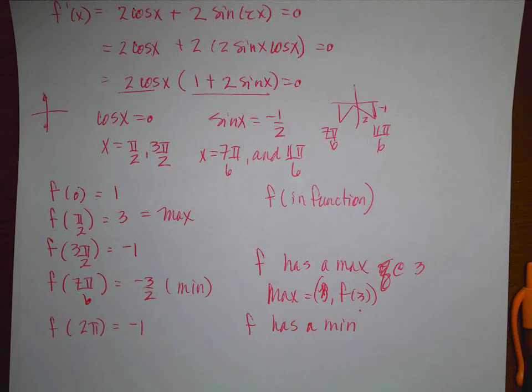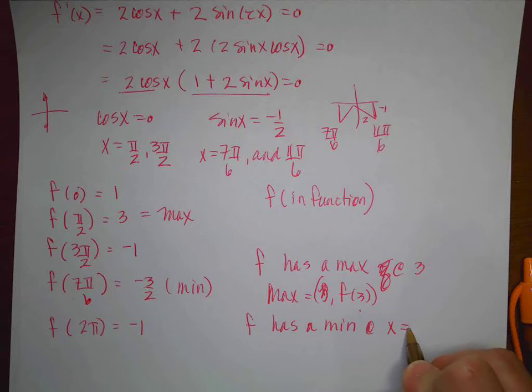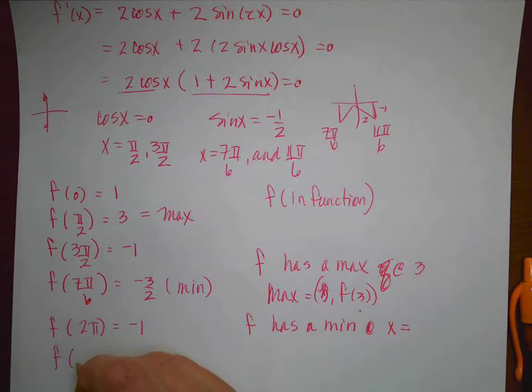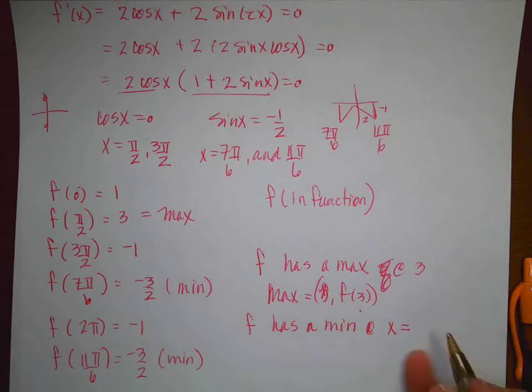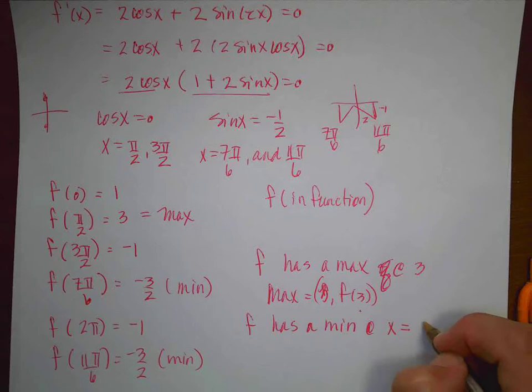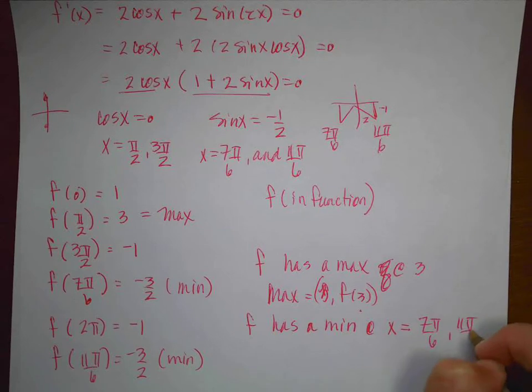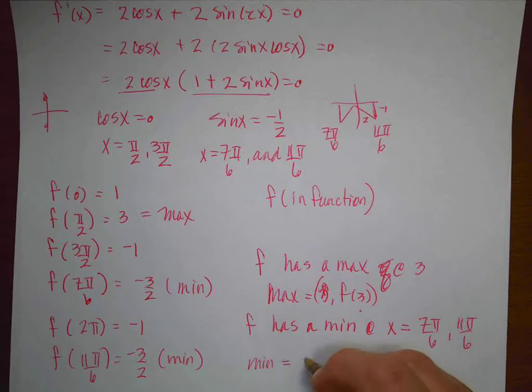And f has a minimum at x is equal to, oh, sad day, I think I forgot a value. I did. Look at that. Shame on me. This is 11 pi over 6, and this is a negative 3/2. So then I have two minimums, at x is equal to 7 pi over 6 and 11 pi over 6.